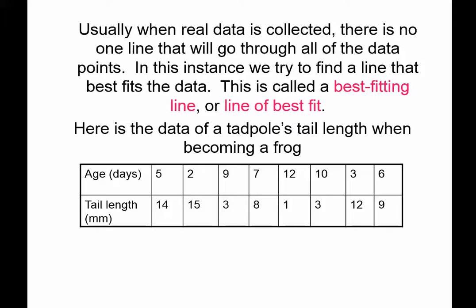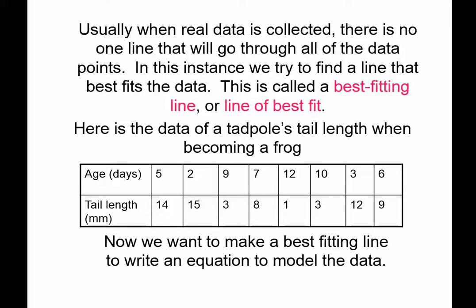Another point in time, they took another data point. When he was 2 days old, he had a tail length of 15 millimeters. And basically what we're looking at here are some ordered pairs. So what we're going to do is we're going to take this information and we're going to first plot it all as points. We're going to create a scatter plot. But before we can plot anything, we need to set up our graph, our coordinate plane.